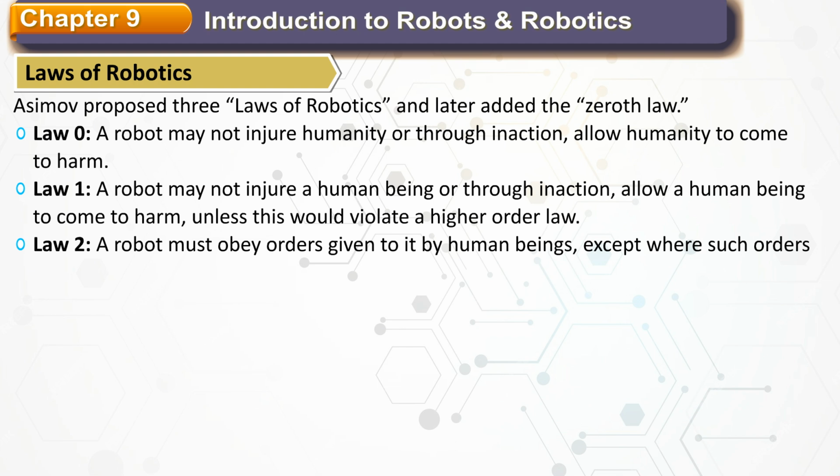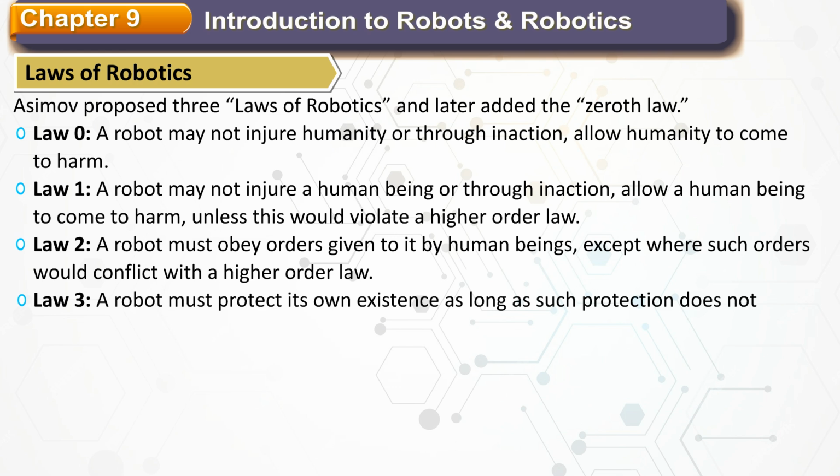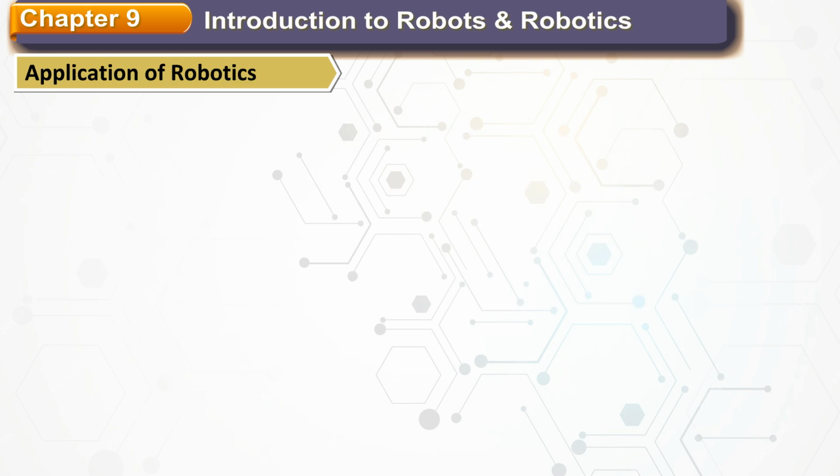Law 2. A robot must obey orders given to it by human beings, except where such orders would conflict with the higher order law. Law 3. A robot must protect its own existence as long as such protection does not conflict with the higher order law.